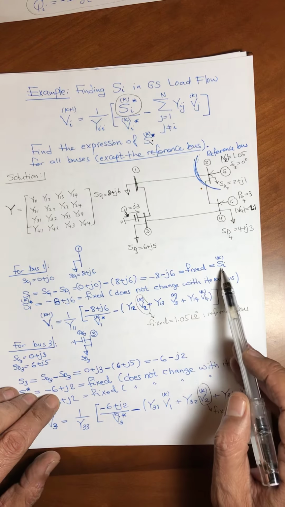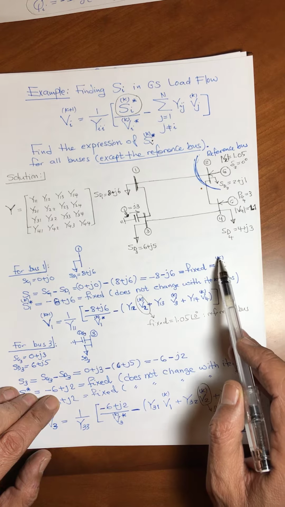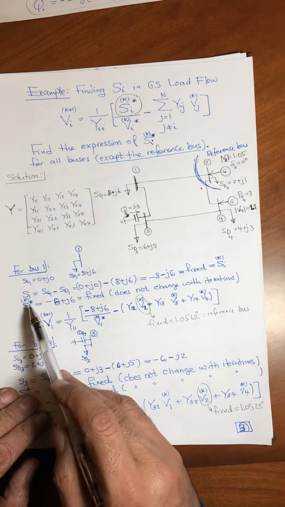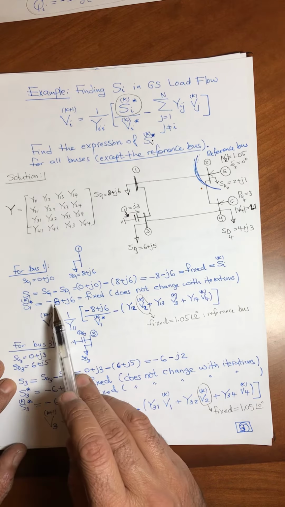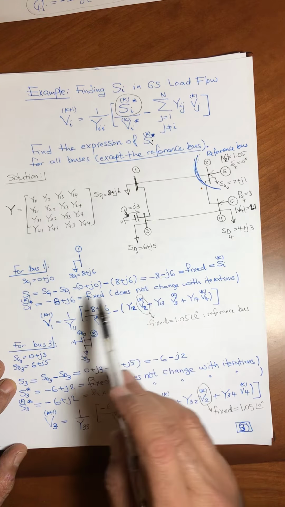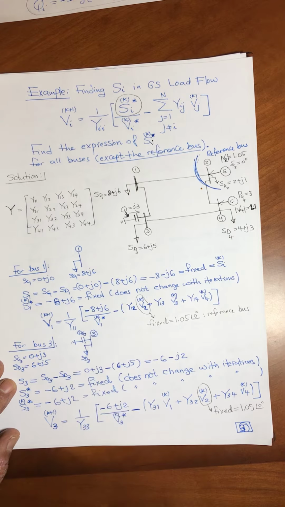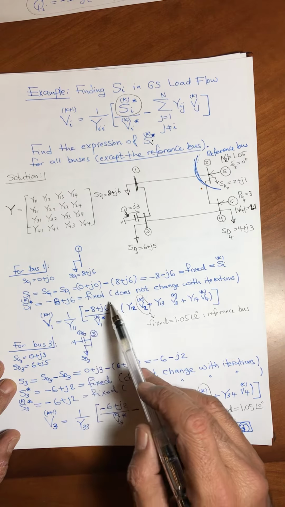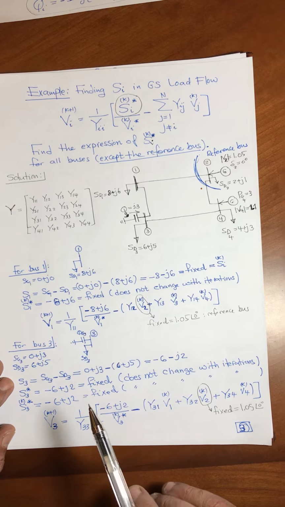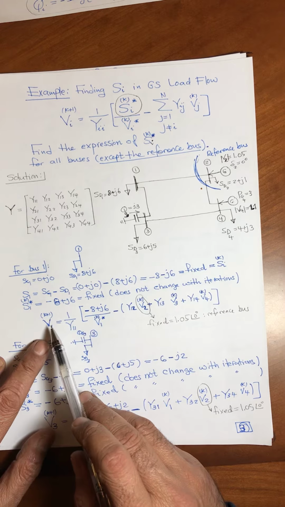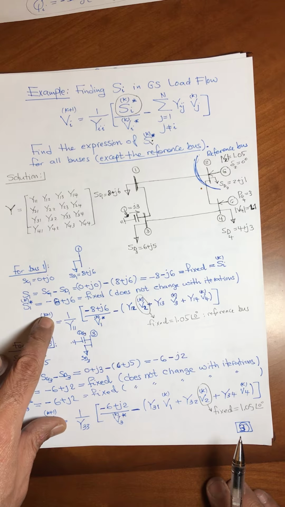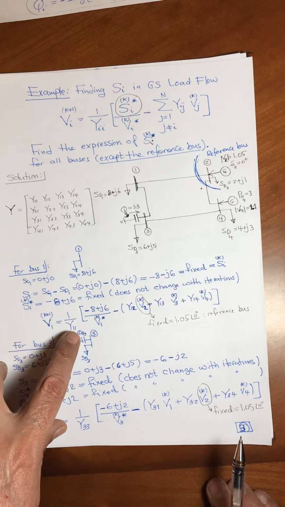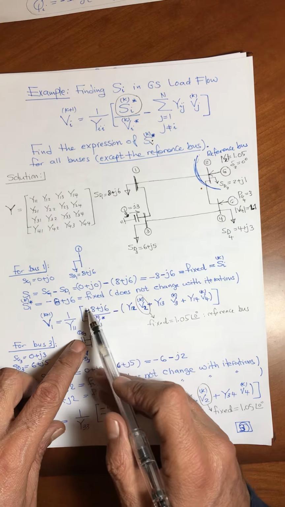So if it's a fixed number, that means SI of iteration K is a fixed number. So S1 of iteration K conjugate is minus 8 plus J6, which is a fixed number, does not change with iteration. So you have to calculate this value once. Then نقدر نستخدم هاي الإكويجن V1 of iteration K plus 1 تساوي 1 على Y 1 1 minus this fixed number.